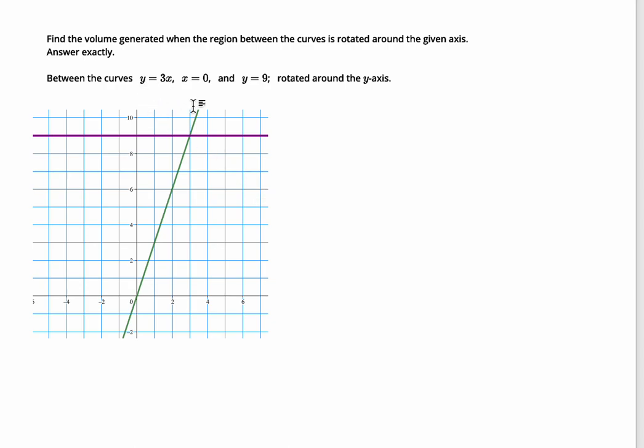So we have this green line right here. That's the line y equals 3x. Then we have x equals 0. That's our vertical axis, the y-axis. And then the line y equals 9 is this purple line right here. So the area that's bounded is this area here that I'm shading in yellow.